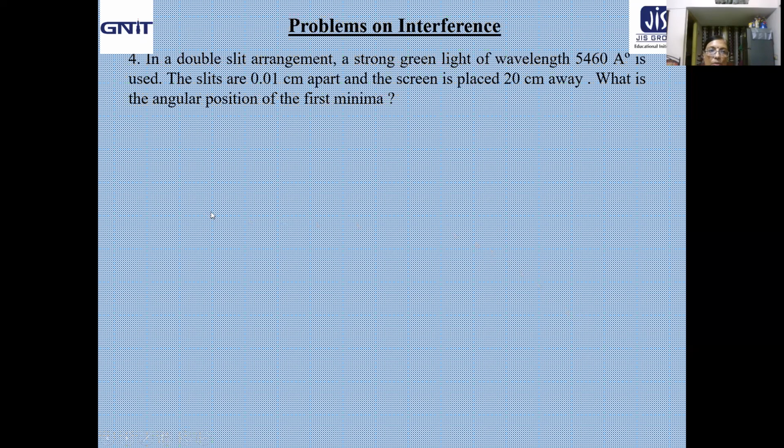Now let us come to other problem number 4. In a double slit arrangement, a strong green light of wavelength 5460 angstrom is used. The slits are 0.01 centimeter apart and the screen is placed 20 centimeter away. What is the angular position of the first minima?